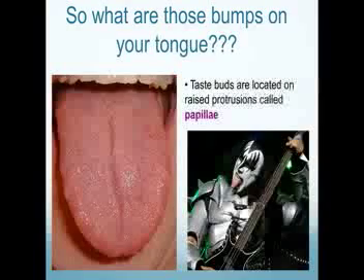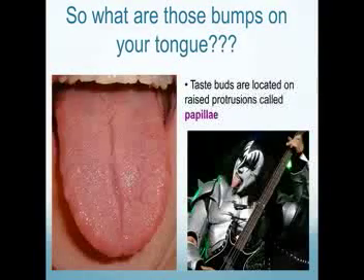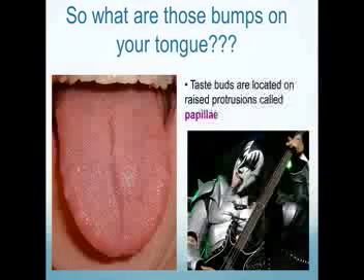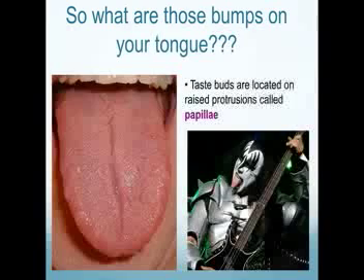So now, let's figure out what these little bumps are in our tongue, where these taste buds lie, and what they're important for. If you take a look at the tongue here, or even just feel your tongue, you'll notice that you have all these little bumps on it called papillae. These little papillae are raised protrusions, and they have a variety of functions in addition to many of them being filled with taste buds.